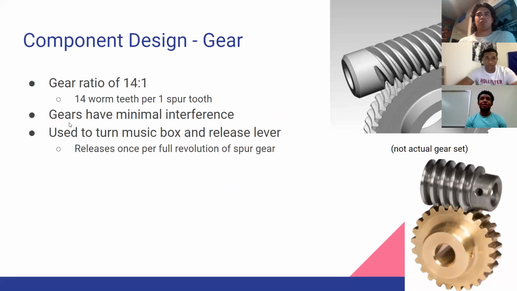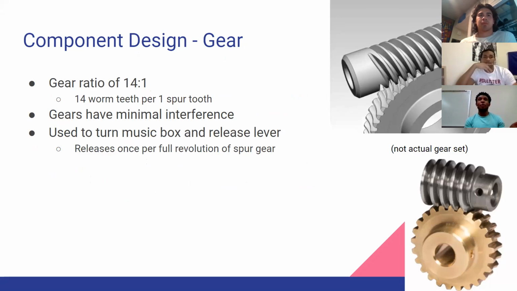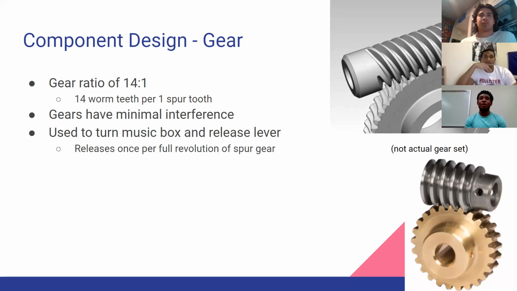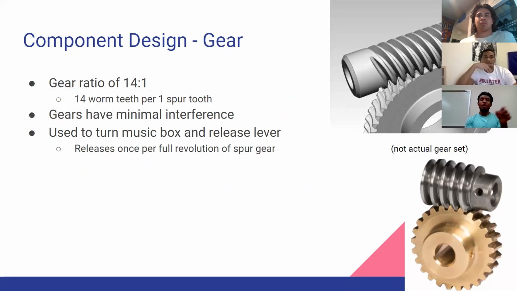And our next part is the gear. Like I said earlier, the gear ratio is a ratio of 14-1, where it takes 14 worm teeth to rotate through one spur tooth. And our gears do have minimal interference, so they do actually work. And they're used to turn the music box and the release lever. And then the lever releases once you have completed enough turns of the music box to release the lever.